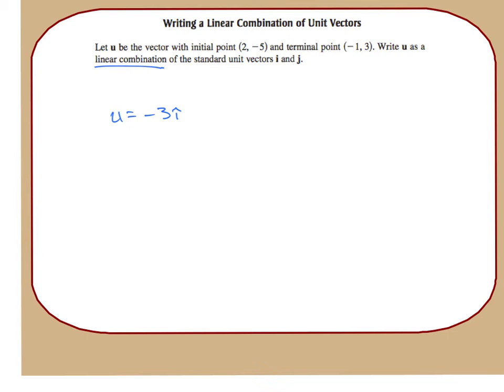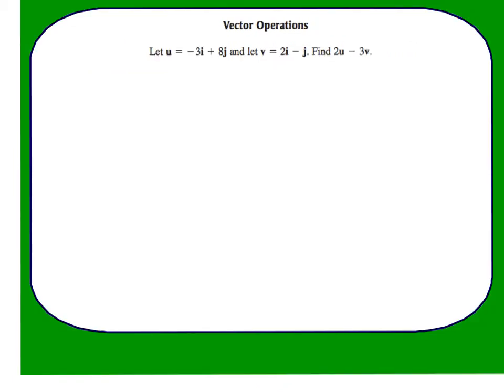All right. And then my j hat component would be what? 3 minus a negative 5, which is 8. So plus 8 j hat. All right. So which way did it move? Left 3 and up 8. All right. Here we go. Write it out. So now I have u is equal to negative 3 i hat plus 8 j hat.